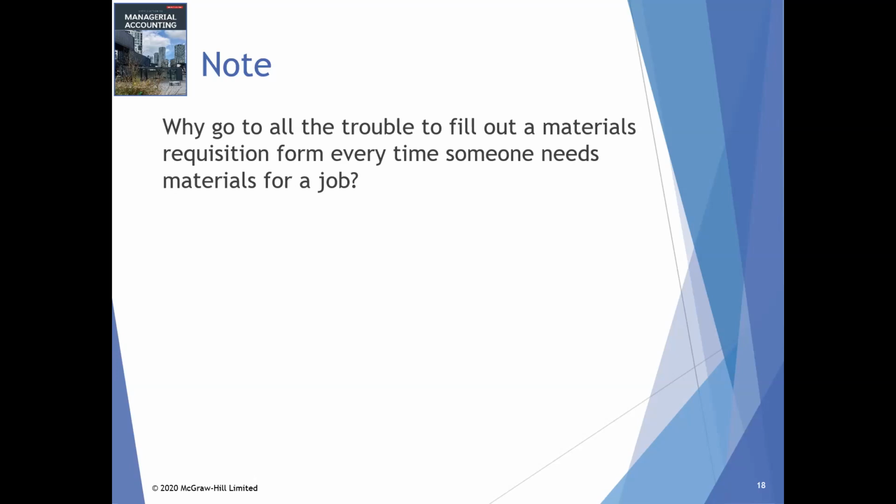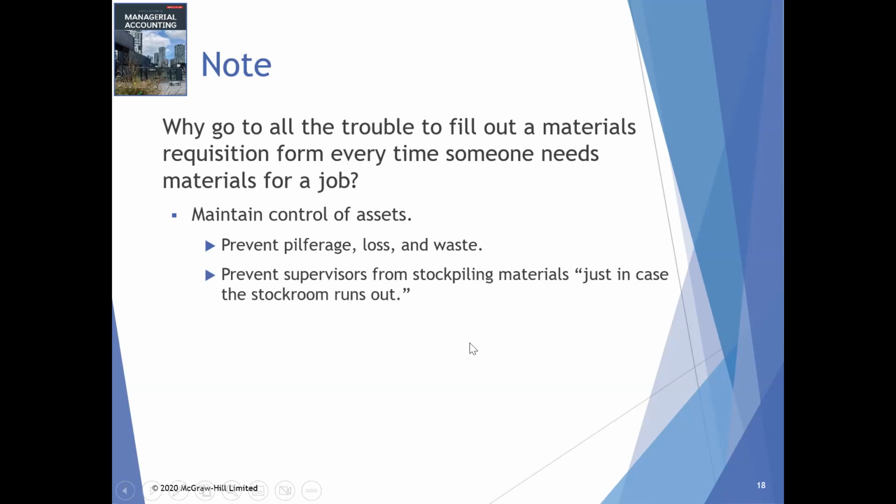So we create a requisition form every time we need it. Why do we do that? The reason is, first, to maintain control of assets. Second, to prevent pilferage, loss and waste. There should not be total loss, wastage or deterioration of material. Also, it prevents the supervisor from stockpiling material, just in case the stock room runs out. This is just for the supervisor's role. The supervisor should know where the material is, there should not be a shortfall, and they should know the material is used for a particular job, maybe job A, B, or C.